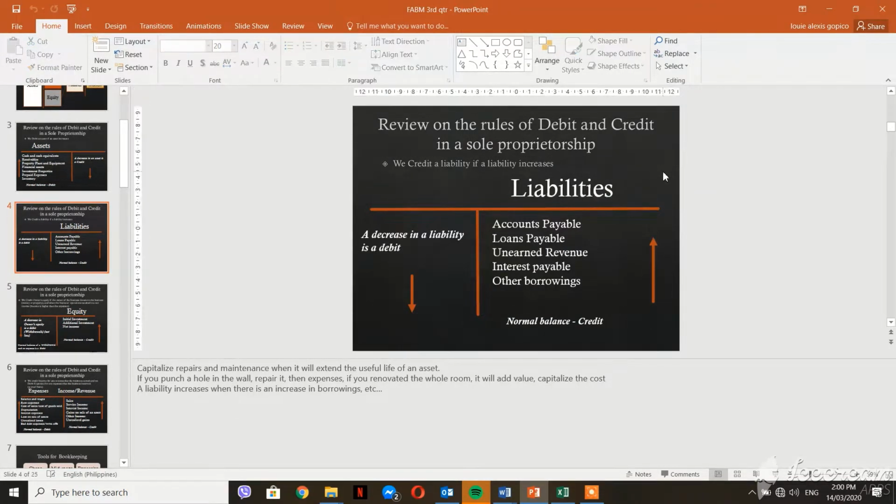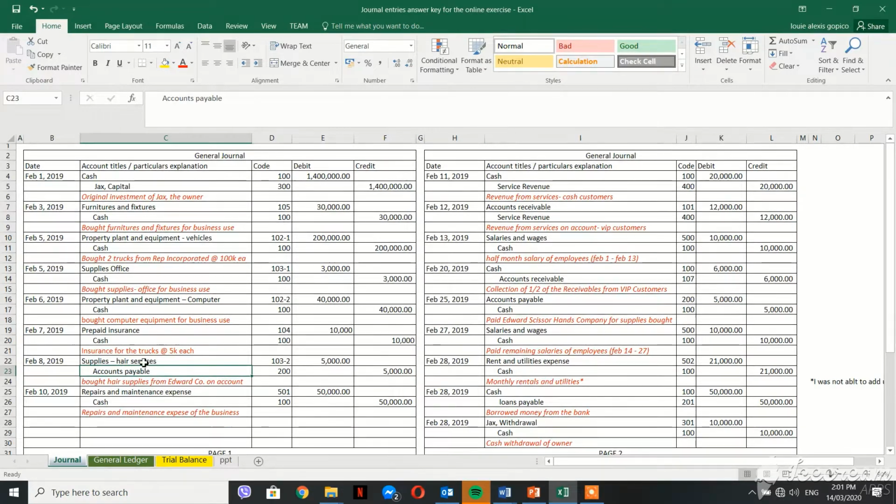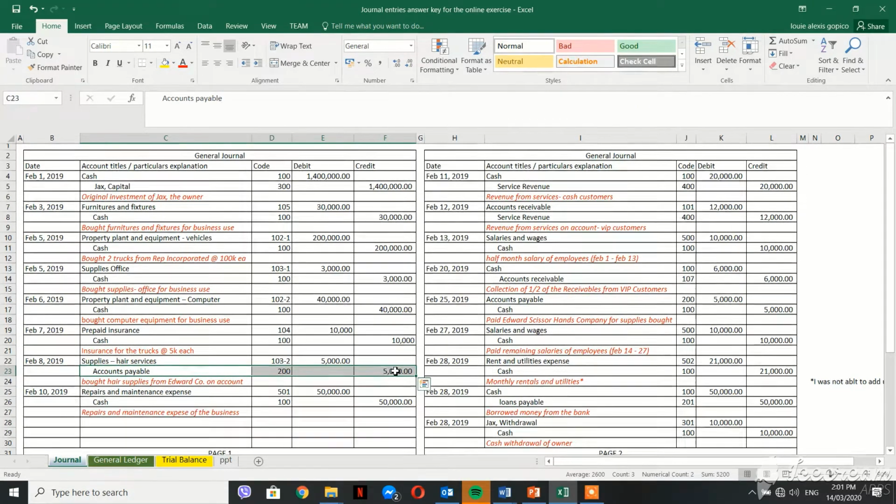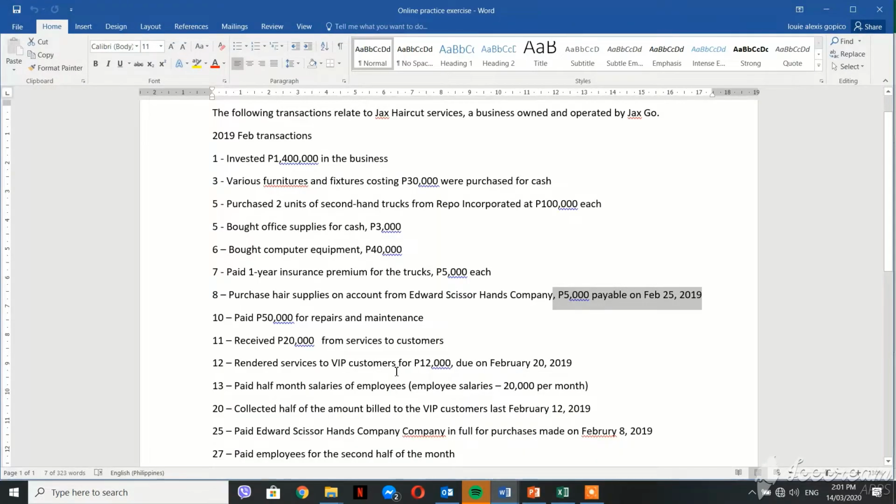So basically, we have utang, 'di ba? We owe something. It is just like buying something using a credit card. 'Di ba? You didn't pay for that using cash. So you use the card because you borrowed money from the bank. So here we have an asset, supplies and hair services, and then we credit liability because we haven't paid for it yet. Okay? So basically, the transactions are just like telling stories. Okay? You just have to account for what is being mentioned. And remember, double entry bookkeeping. For every debit transaction, there should be a corresponding credit transaction. Okay?